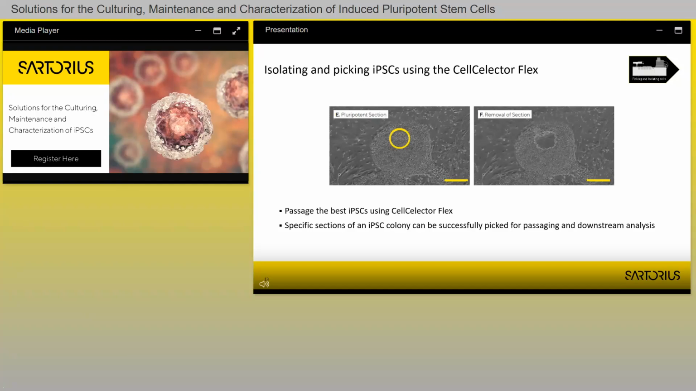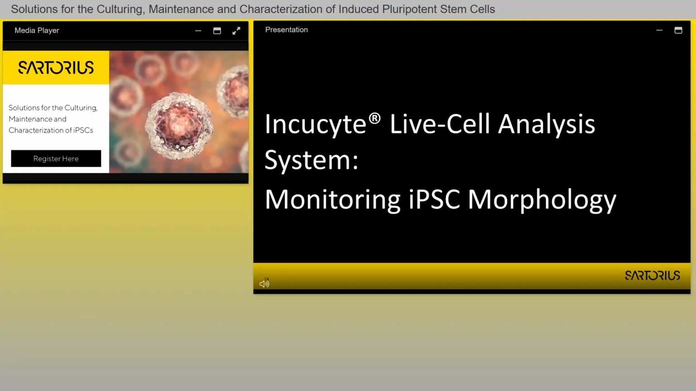Now we're going to take a look at the Incucyte live cell analysis system with a brief introduction, and then we'll look at monitoring iPSC morphology using the system.